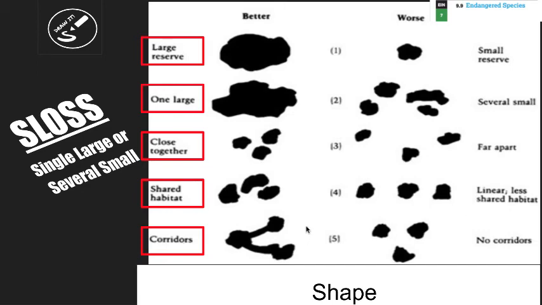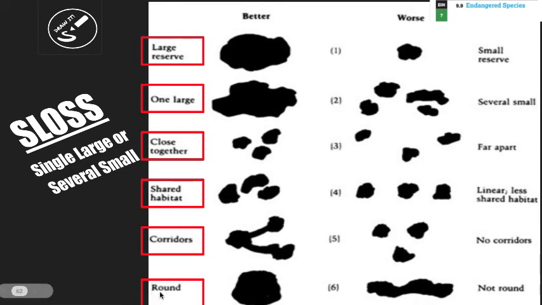And then the shape, what's better for the shape of these conservation areas? Round is much better than something that's not round, so something like this. If you talk about any threat that may come from outside the area, there's just more edge here. There's more concern from the outside coming in, versus here there's more safety in the middle.